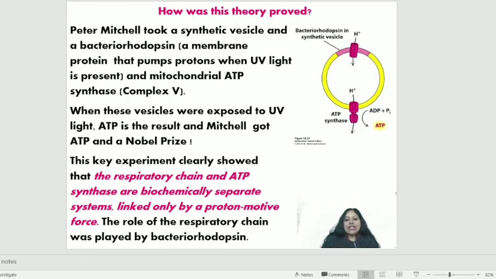proving that the role of the respiratory chain, the ETC, was played by bacteriorhodopsin, and this is how the story of the formation of ATP comes to an end. His work was finally recognized and he received a Nobel Prize. This is the end of this lecture, and in the next video we will study the structural details of this complex and the overall process of ATP generation. Till then, happy learning.